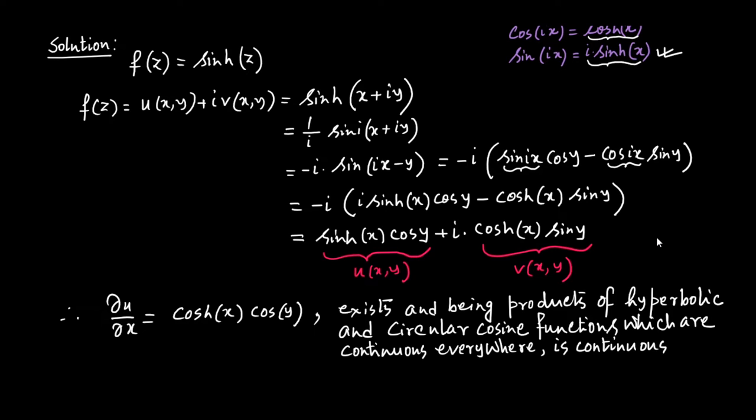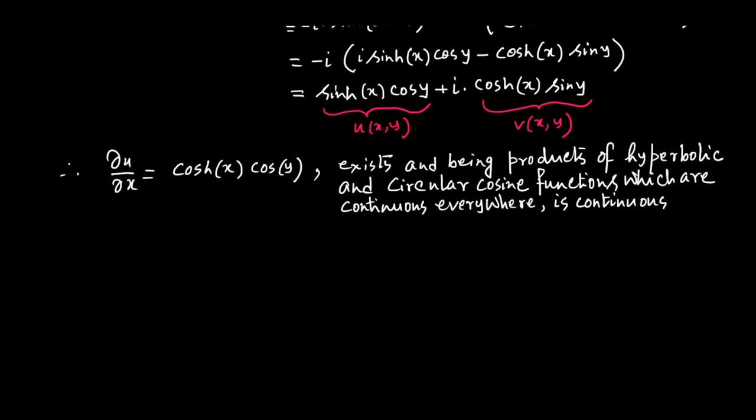So this partial derivative del u del x exists and is continuous. Now let us check about the others. I hope you all can check now. So check about the other partial derivatives. So del u del y, can you tell me what is del u del y?